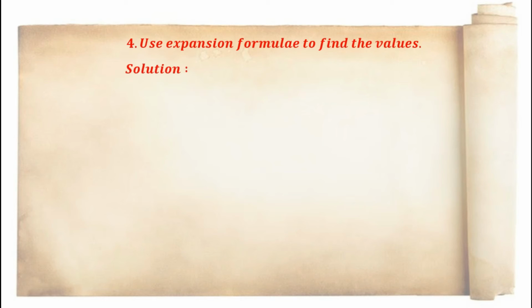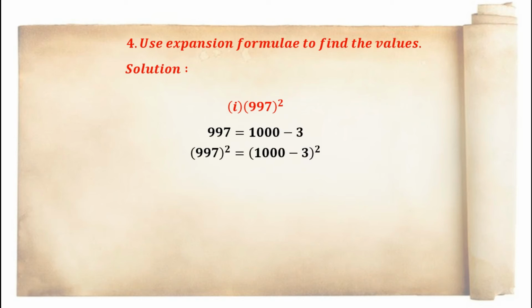Okay, so here's the question: 997 square. What do we have to do here? We have to see that 997 is equal to 1000 minus 3. So you will see here that 997 square is equal to 1000 minus 3 square.